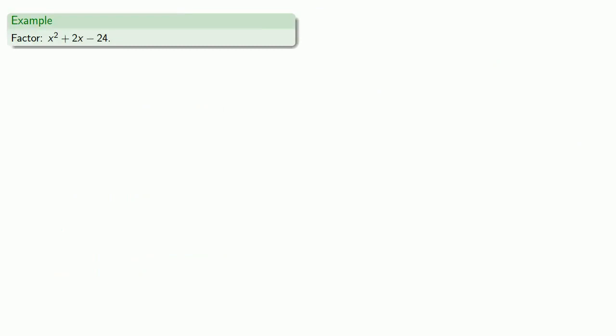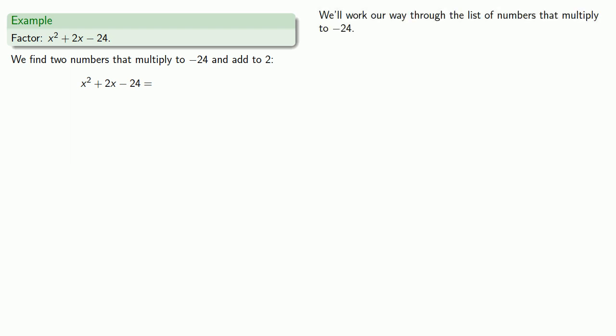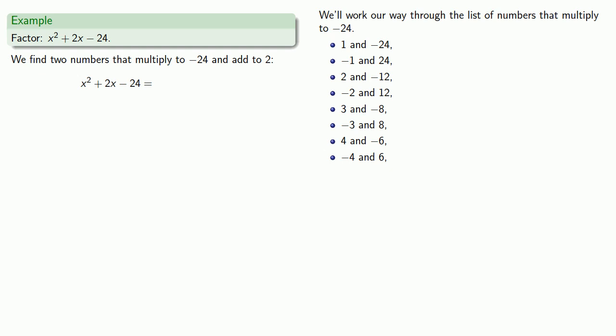So let's say we want to factor x squared plus 2x minus 24. So we want to find two numbers that multiply to negative 24 and add to 2. Well, since the numbers multiply to negative 24, we know one of them has to be positive and the other one has to be negative, and we now just need to go through our list of things that multiply to negative 24 and see which one adds to 2. So let's make a list of all the numbers that multiply to negative 24.